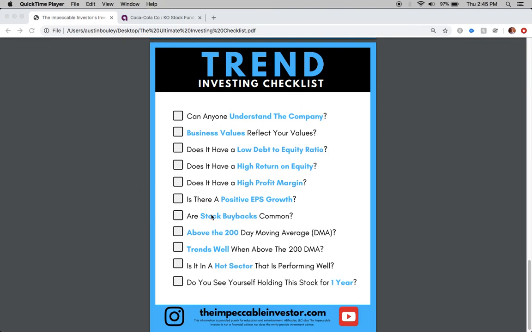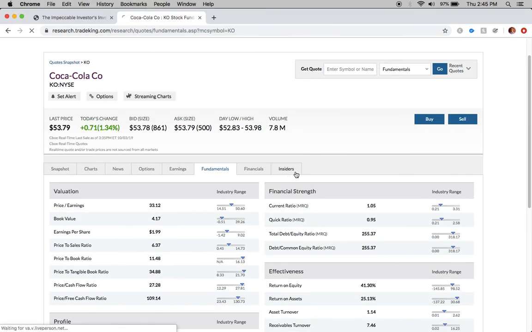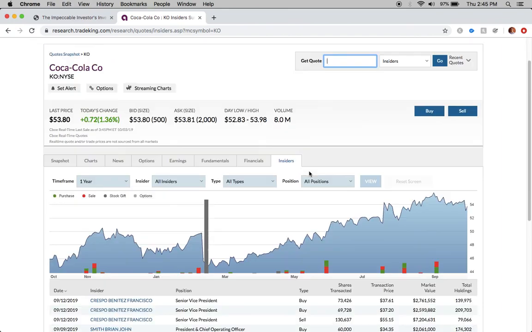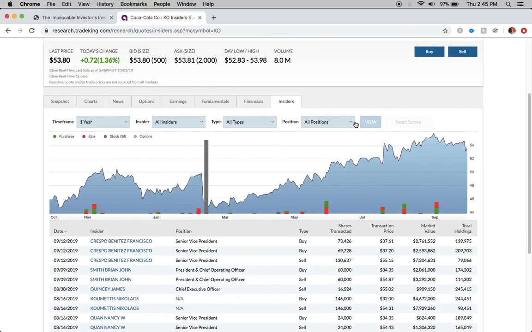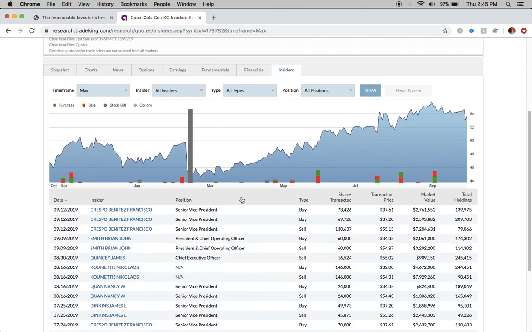So we covered these in the previous portion. Now that I'm looking back over it, we actually never covered what stock buybacks are. I'm so sorry about that. Let's go through that right now. If you go to the insiders tab, you can see what the insiders are doing. We can go to time frame, we can go to max, and we can click view to see the max history that it will show us.